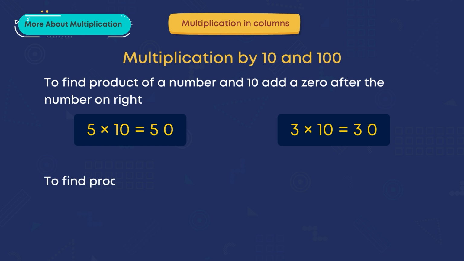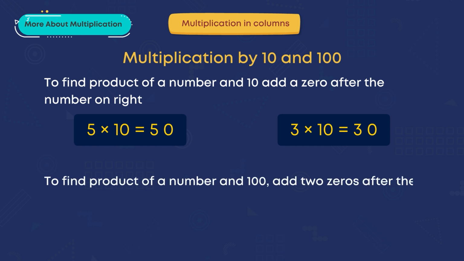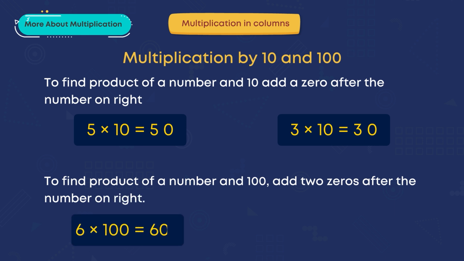To find product of a number and 100, add 2 zeros after the number on right. 6 times 100 equals 600. 4 times 100 equals 400.